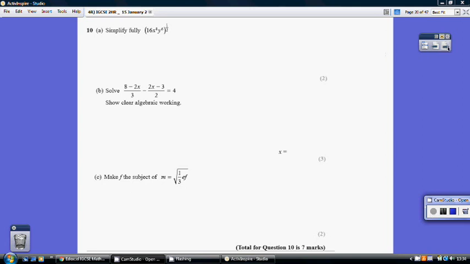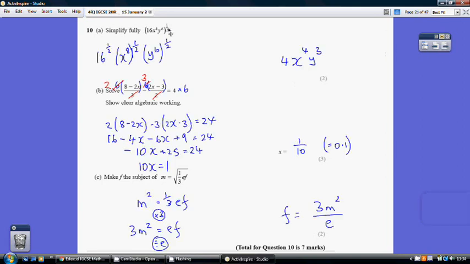Question 10. So we need to apply this square rooting to each of the components. So it's 16 to the power of a half, x to the 8 to the power of a half, and y to the power of 6 to the power of a half. Now 16 to the power of a half, that means the square root of 16, which is 4. We could just check that on a calculator if we needed to. Now, where we have a power inside the bracket and outside the bracket, we multiply these together. Half of 8 is 4, and half of 6 is 3.